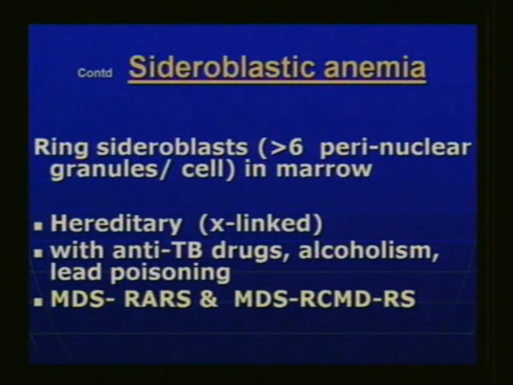Sideroblastic anemia, again, can have multiple causes. One is the X-linked hereditary etiology, and even drugs like anti-tubercular drugs, alcoholism, even lead poisoning can cause sideroblastic anemia, and this is again one of the hypochromic refractory anemia group. Of course, the other two categories that can be included here are the MDS RARS, refractory anemia with ring sideroblasts, and MDS RCMD-RS, which I will come to in detail a little later.